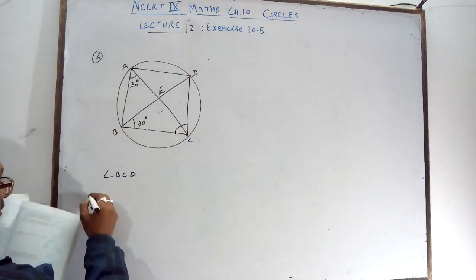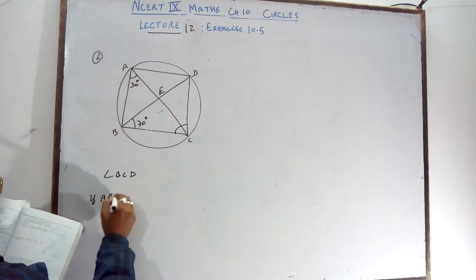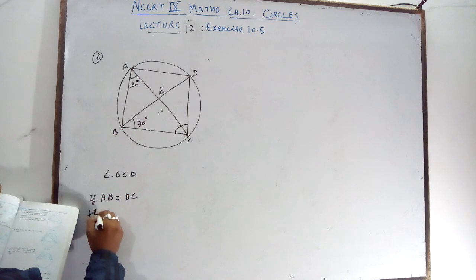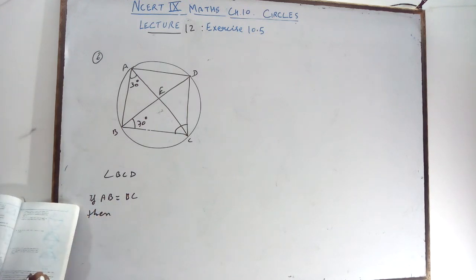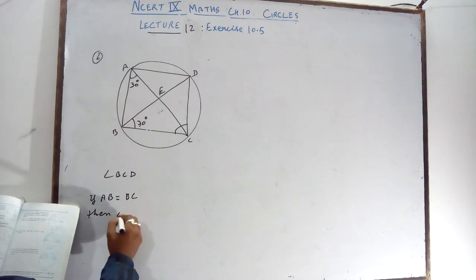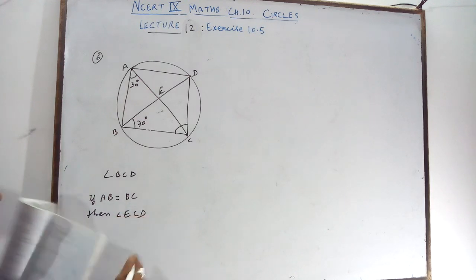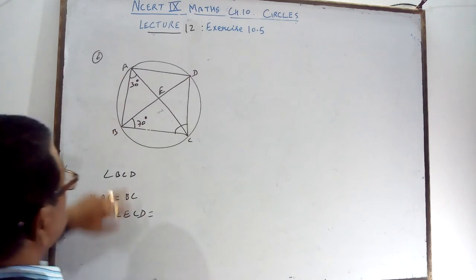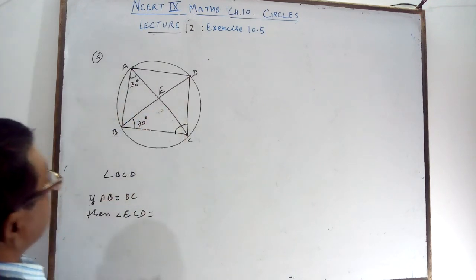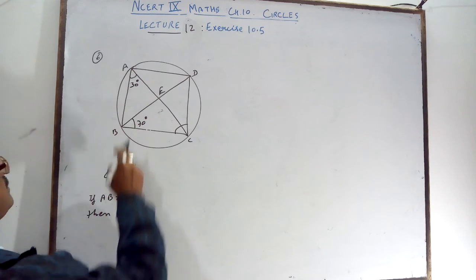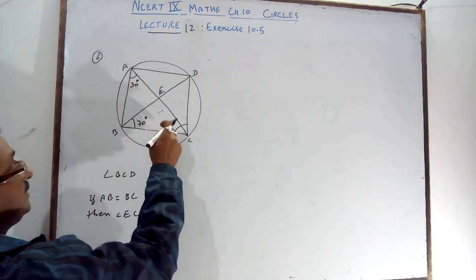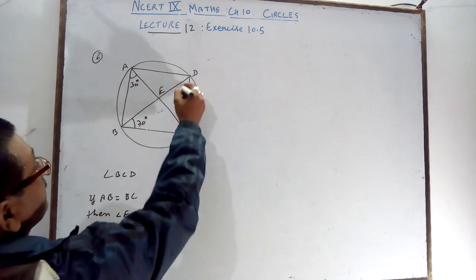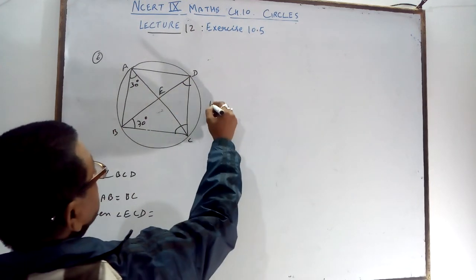Further, if AB is equal to BC, then find angle ECD. You want to find out angle ECD. What is given? If AB is equal to BC, then it is 30. First you find out BCD. For example, this and this angle will be equal.